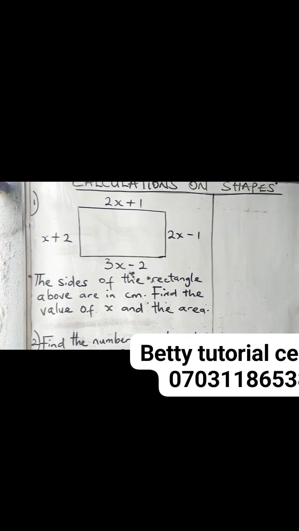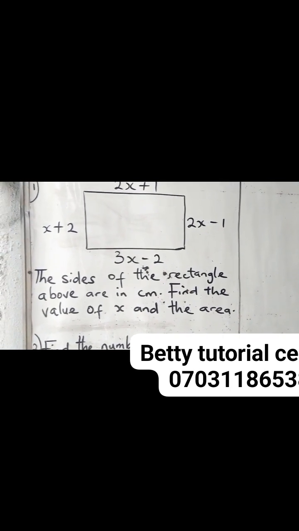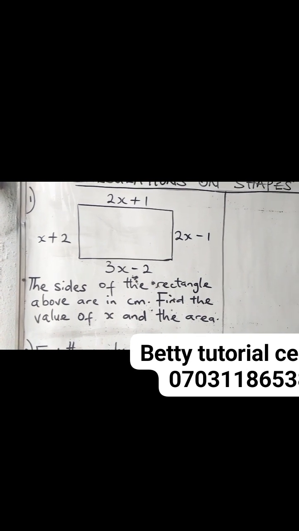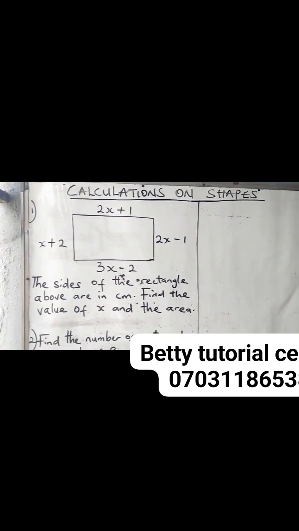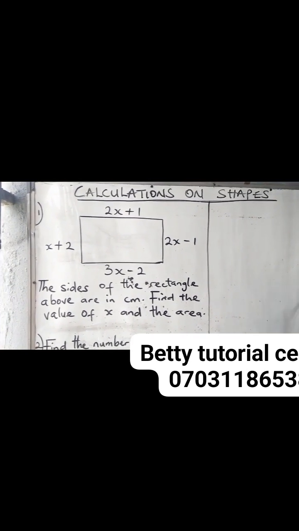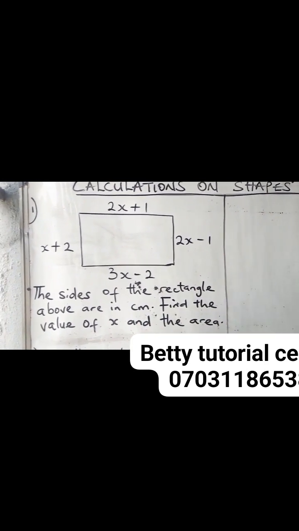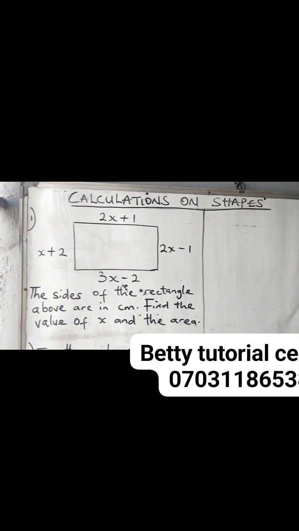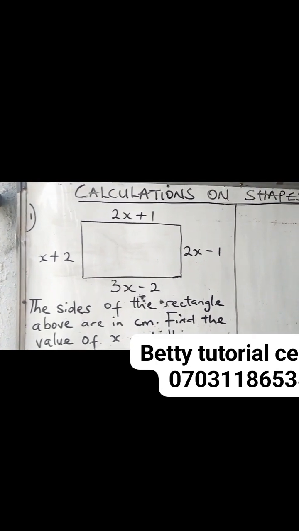The question says the sides of the rectangle above are in centimeter. Find the value of x and the area. That means we have two questions. The A part says find the value of x and the B part says calculate for the area. That's the area of the shape. What do we do first? How do we look for the value of x?